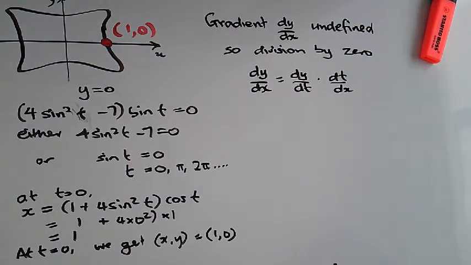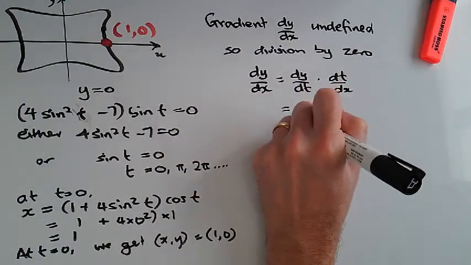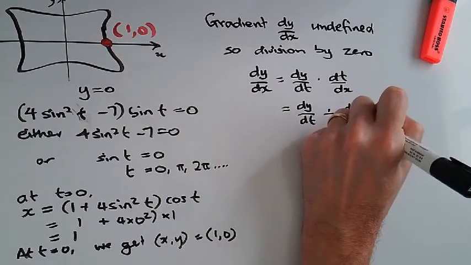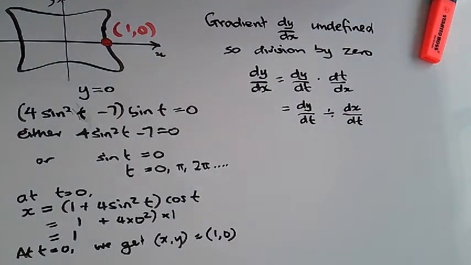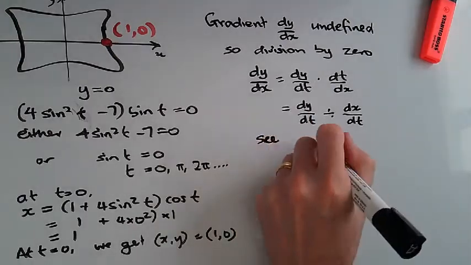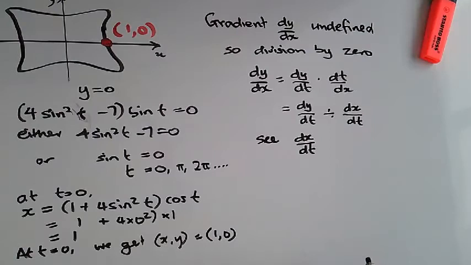We can't differentiate t with respect to x, but we can differentiate x with respect to t. So dy/dx is dy/dt divided by dx/dt. So now I need to see dx/dt and look to see if that equals 0 at this point. So dx/dt.